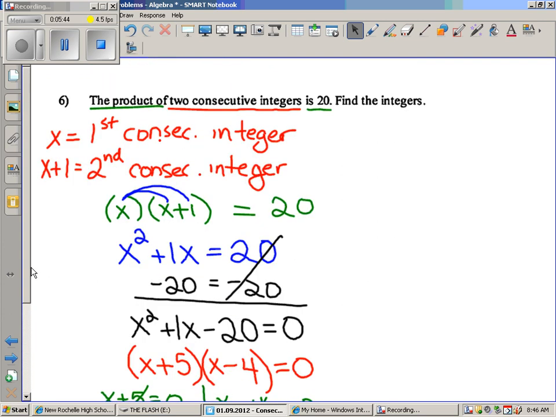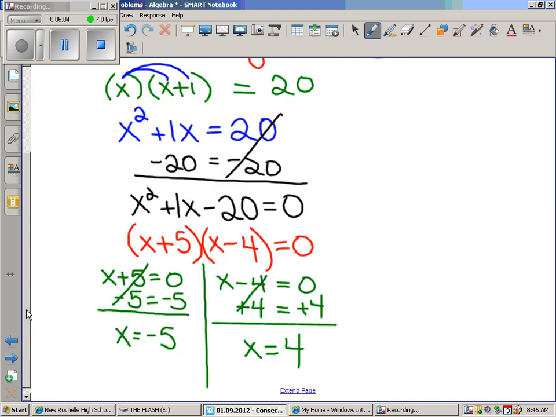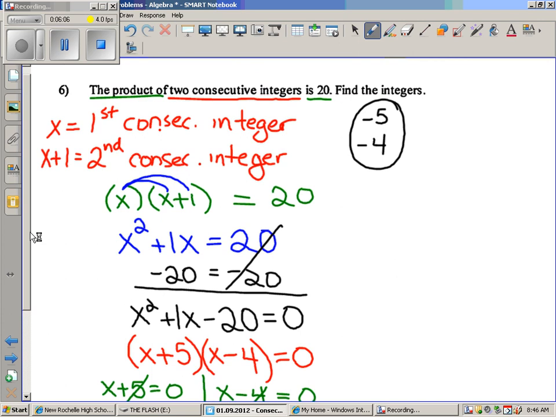Take that -5, plug it back in over here. So one of the answers is definitely going to be -5. And what's -5 plus 1? -4, right? That's one of the answers. Now let's take the other one. What happens when it's 4? What's 4 plus 1? 5. So you see that there are two possible answers. Don't reject unless it says so.